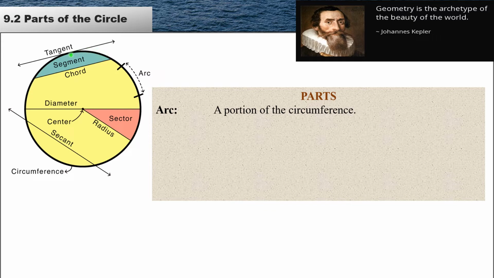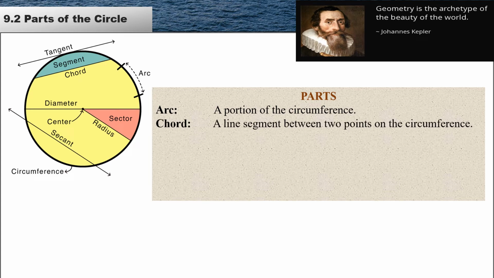So remember, the circumference is just all these points that are part of a locus. It's a set of points, right? But you could think of it simply as the distance around the circle. Well, the arc is just a portion of that distance.